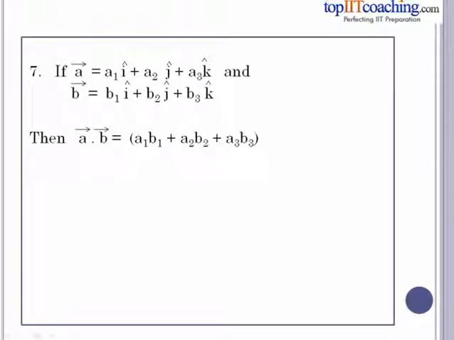The seventh property, which is the fundamental property, is if vector A can be written as A1 i cap plus A2 j cap plus A3 k cap, and vector B is equal to B1 i cap plus B2 j cap plus B3 k cap, then A dot B would be equal to A1 B1 plus A2 B2 plus A3 B3. So we can say that the dot product is equal to product of coefficients of i cap plus the product of coefficients of j cap plus the product of coefficients of k cap. Thus A dot B is equal to A1 B1 plus A2 B2 plus A3 B3.